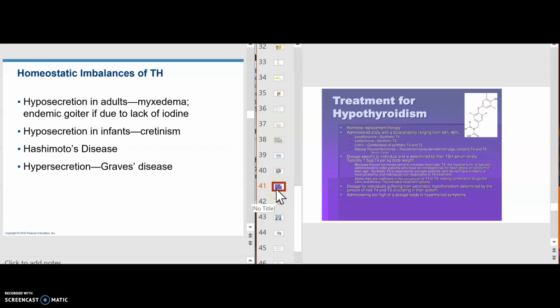I'm going to close here, and then I'm going to bring up calcium balance. Calcium balance next. Dealing with hormones.